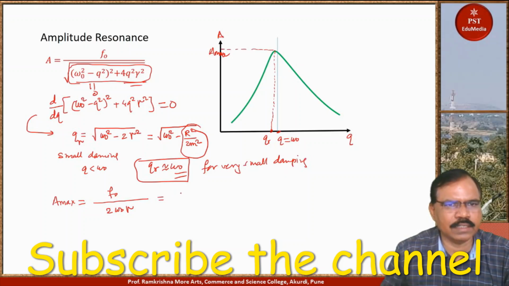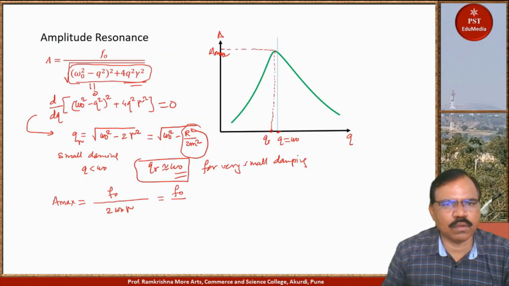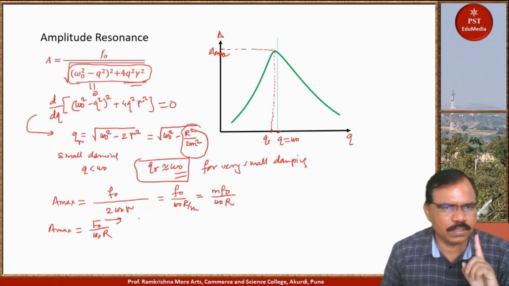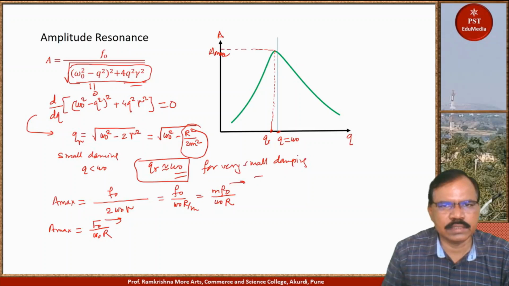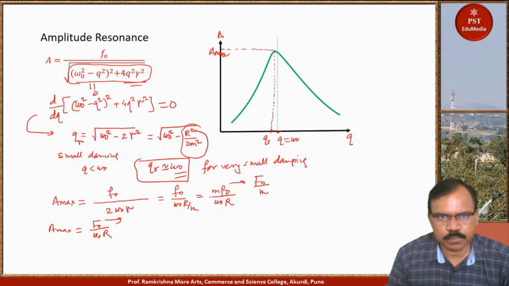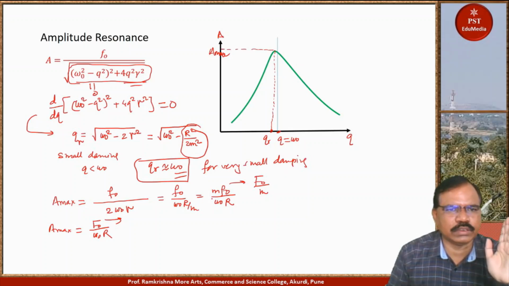Or you can take here F0 upon omega 0 R by M, because 2 gamma is R by M. So it is M F0 upon omega 0 R, and you can take A max is equal to capital F0 upon omega 0 R, where capital F0 is the amplitude of applied force, and small f0 is capital F0 upon m. We have seen this. And this is called amplitude resonance.